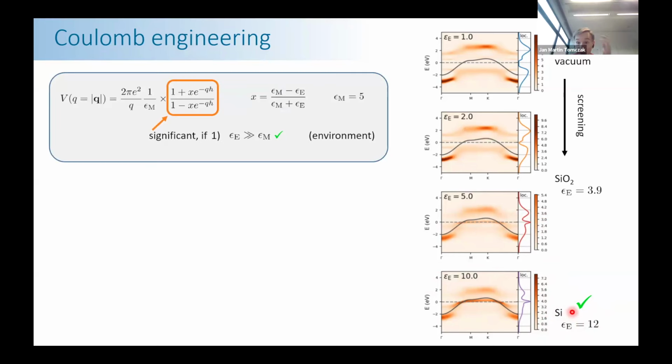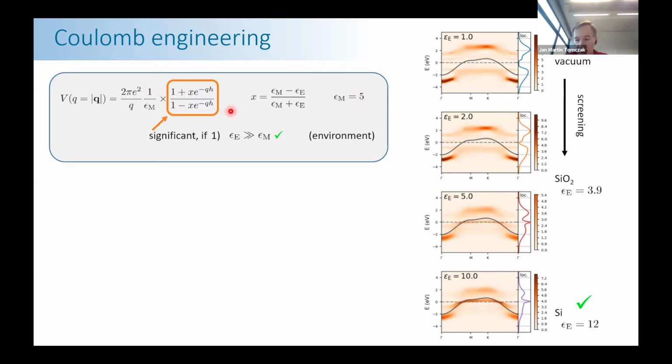Now, so this was one ingredient, changing the environment. If we look again at this formula, this correction factor, this additional screening on top of epsilon m, is large if the environment has a large dielectric constant. So for the layer we used 5 and scanned through, and for, let's say, 5 and 10 is already enough to make this significant.